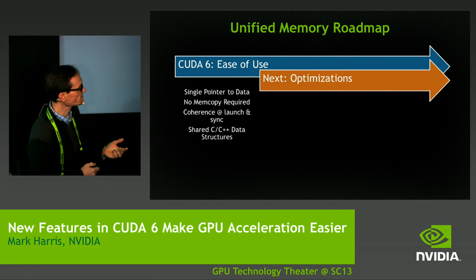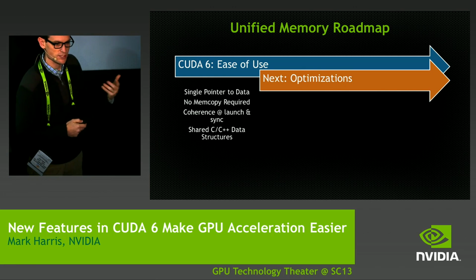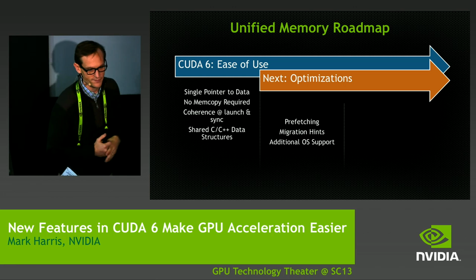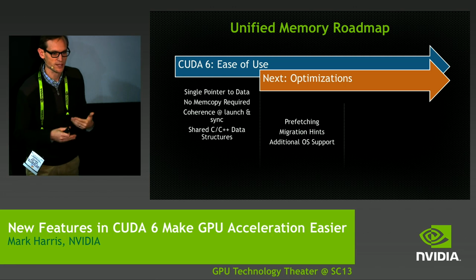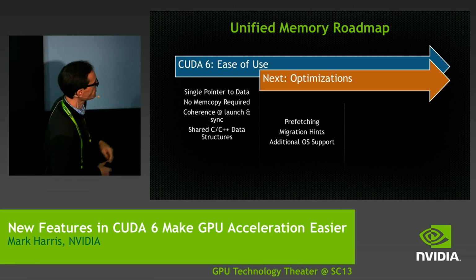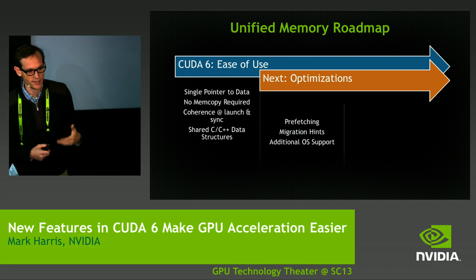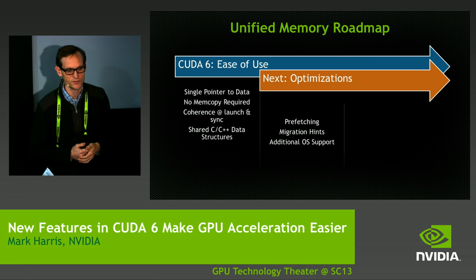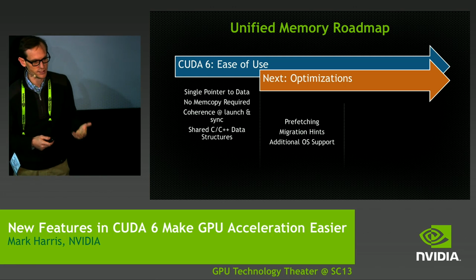In the next releases of CUDA, we'll be adding optimizations to bring even more performance. For example, automatic prefetching of data when the runtime can see patterns in the way you're accessing memory, and also migration hints so that the programmer can help the runtime move data when the programmer knows it needs to be moved, or to choose specific page sizes, for example.